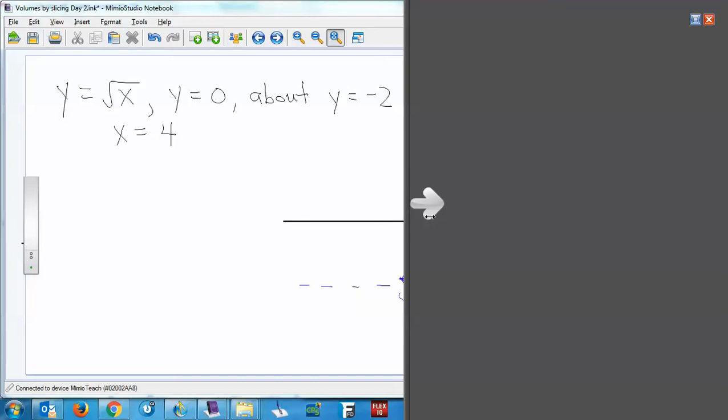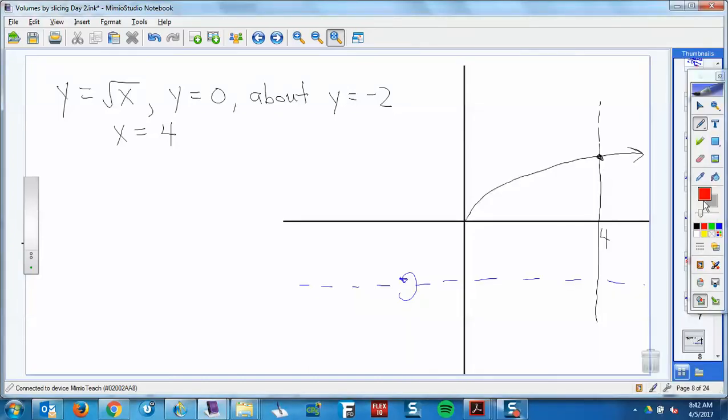All right, now, this should be the region that you shaded, right? You do not shade down below that. Here's where we're going to revolve it. This is called the axis of revolution.